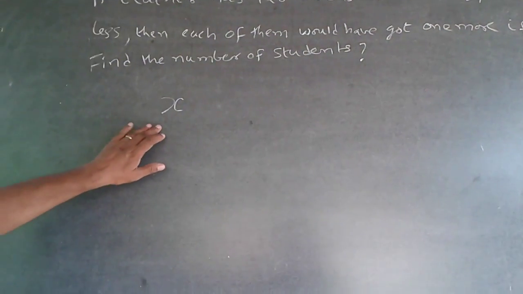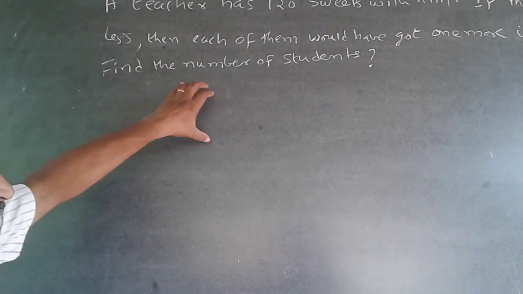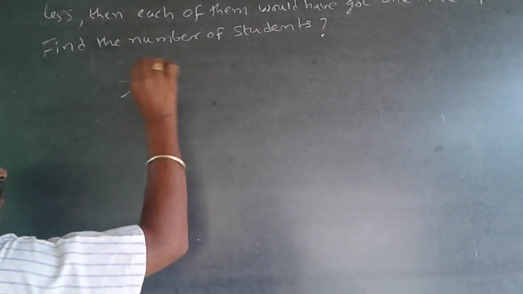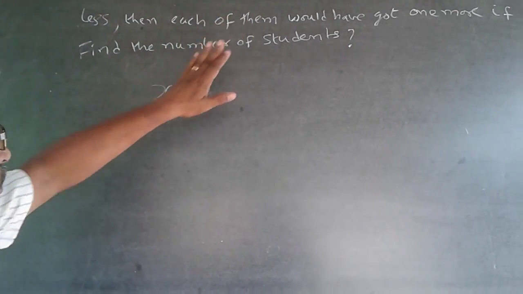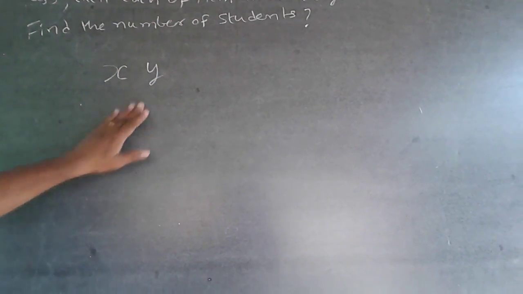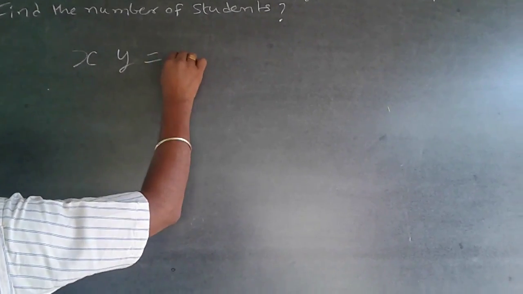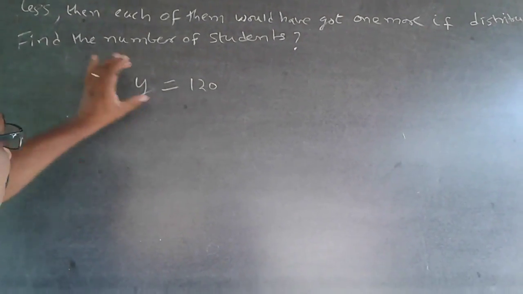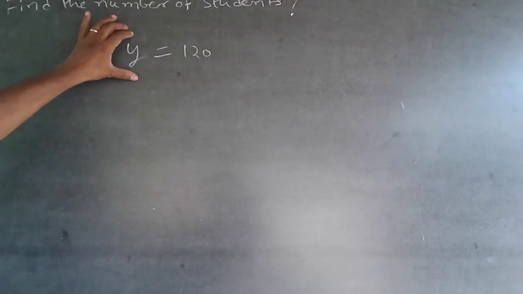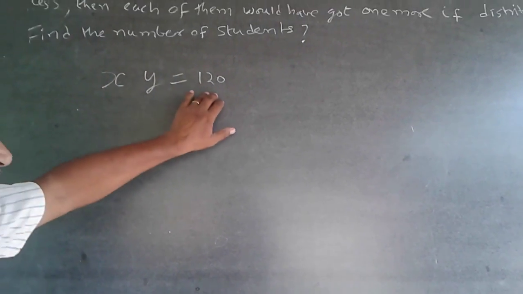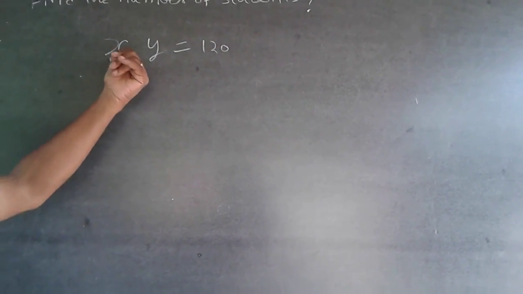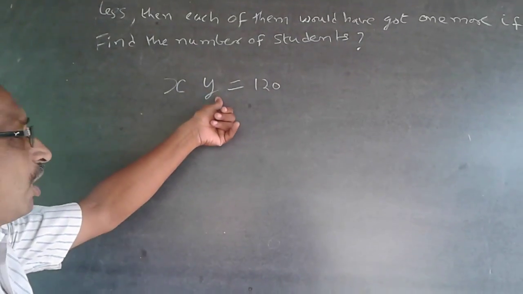X is the number of students, and each one would have got y seats. The teacher has 120 seats. If we distribute equally, each one will get y number of seats. This will be equal to 120 because the teacher has got only 120 seats. So x into y will be equal to 120. Now what it says, if 4 students were less, so this was the original number of students. This is what we will have to find out. Each one got y number of seats.